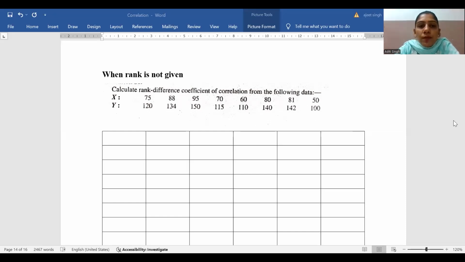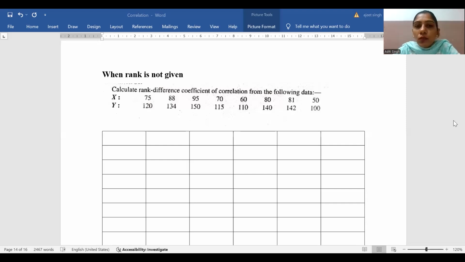In this question, we have to calculate the rank difference coefficient of correlation from the following data. Here the rank is not given. When rank is not given, how do we solve the question? Let's discuss this. If quantitative measures or variables are given in the question, then we can also calculate the coefficient of correlation with the help of Spearman's method.